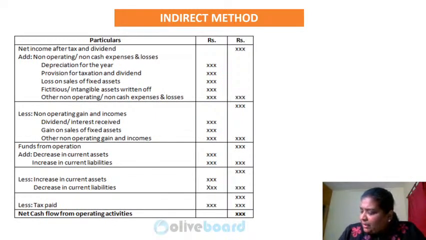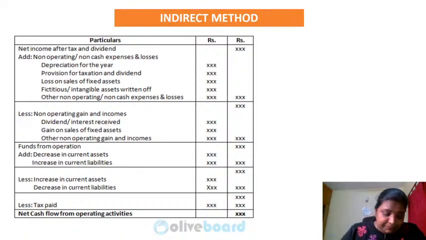Loan taken for purchasing of a machinery, is it investing or financing? Purchase of a machinery would be coming under investing and loan would be coming under financing. There is a two-way entry. Can you tell me the entry for this then? What would be the journal entry? Can you tell me that?